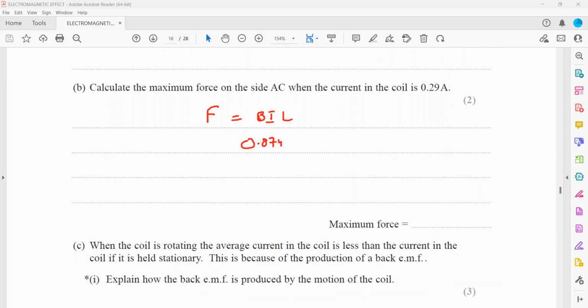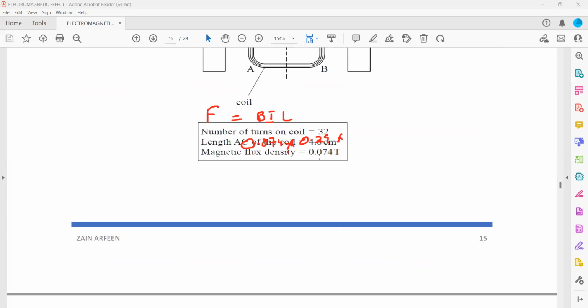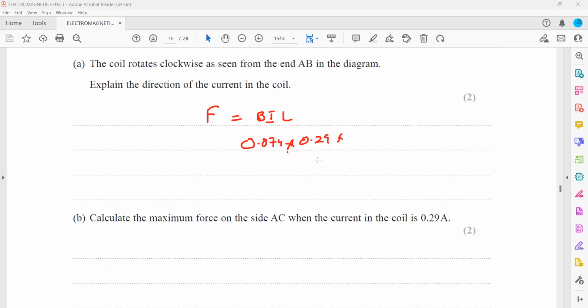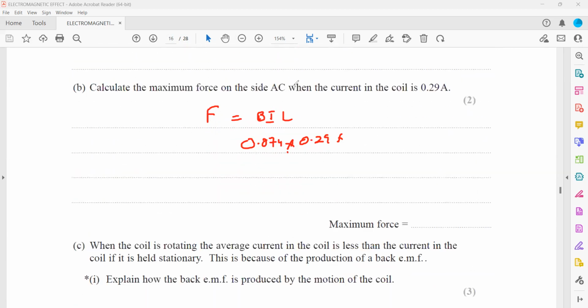0.074 Tesla. The current, they mentioned, is 0.29, and the length of this section of the wire, as I mentioned, the length of side AB is how much? 48 centimeter, but it turned 32 times. So how much is the total length of section AC? So it will be 4.8 centimeter.